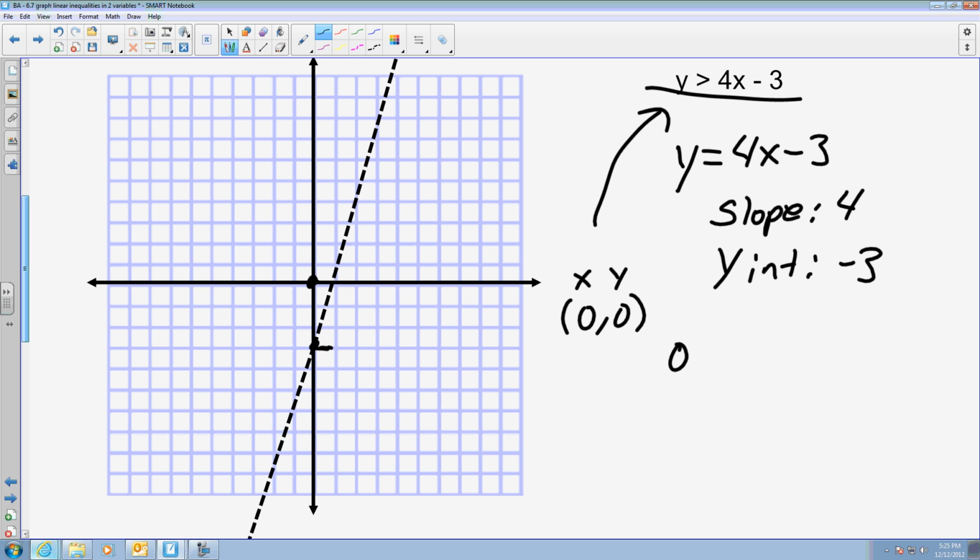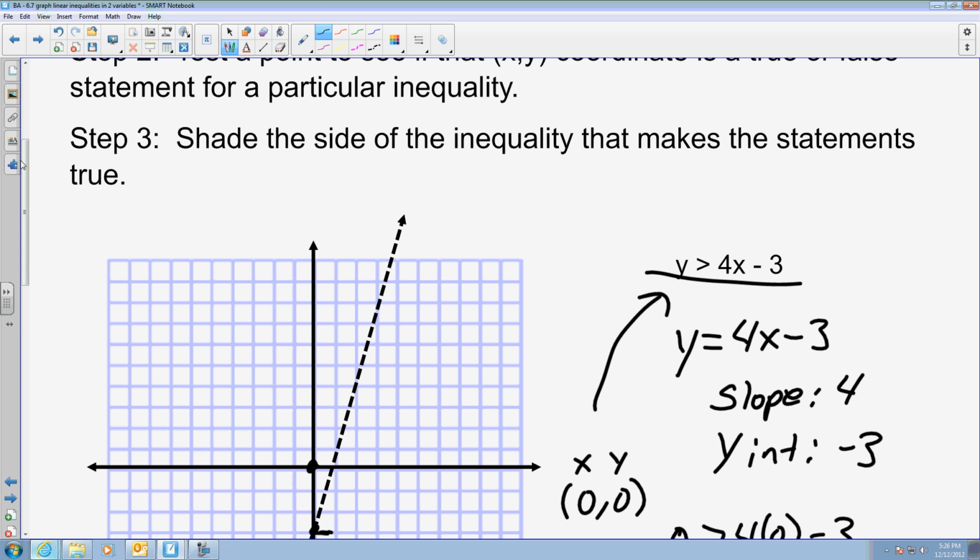So I have 0 is greater than 4 times 0 minus 3. So that becomes 0, so 0 is greater than -3. This is a true statement. So if what you have here is a true statement as your test point, that means you're going to be doing some shading, which is step 3. It says shade the side of the inequality that makes the statement true.